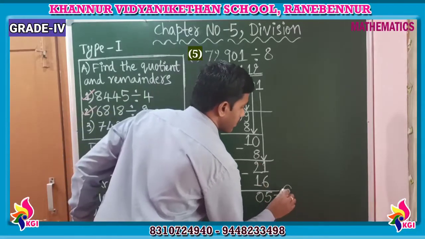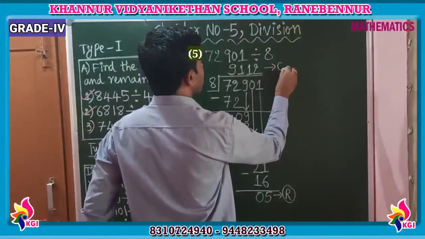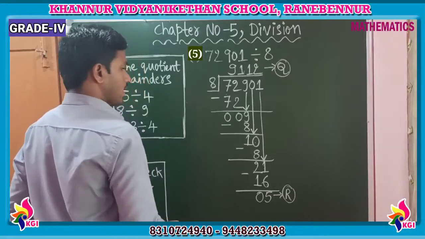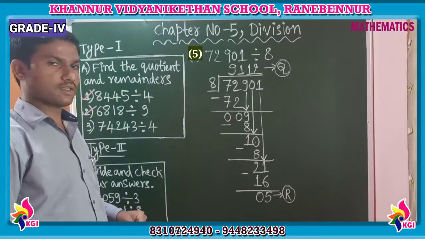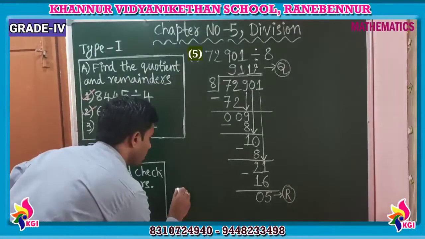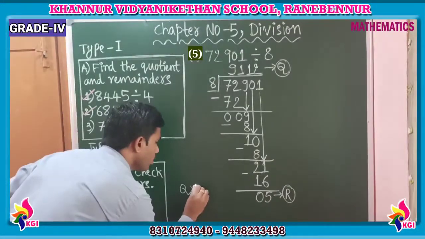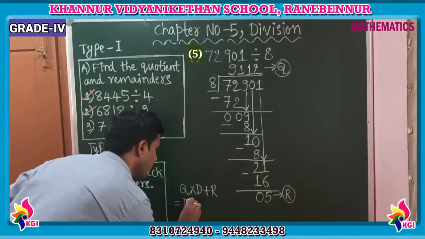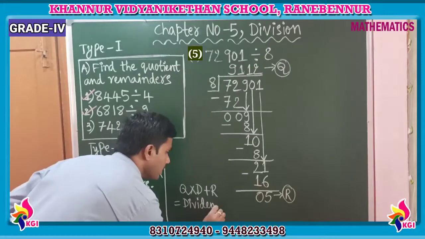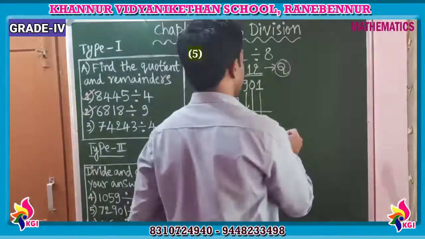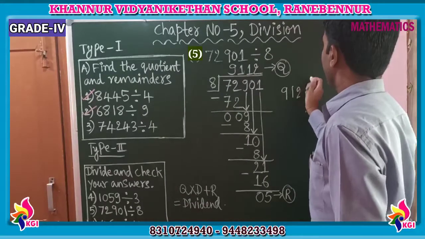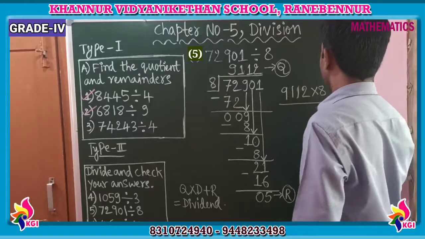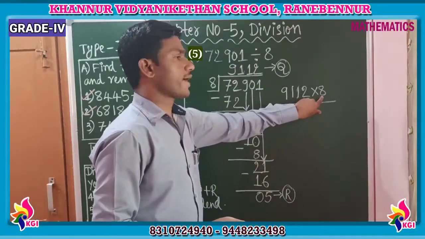Now this 5 is the remainder and 9112 is the quotient. How to check the answer? Is our answer right or wrong? How to check? We know the formula: quotient into divisor plus remainder. What will we get? We will get the dividend. Put the values here. 9112, the quotient, into the divisor, which is 8.